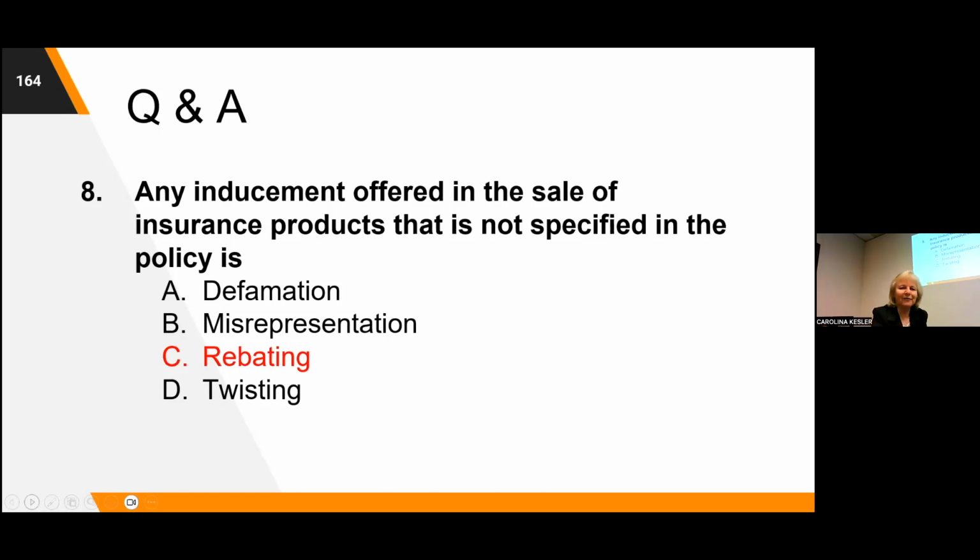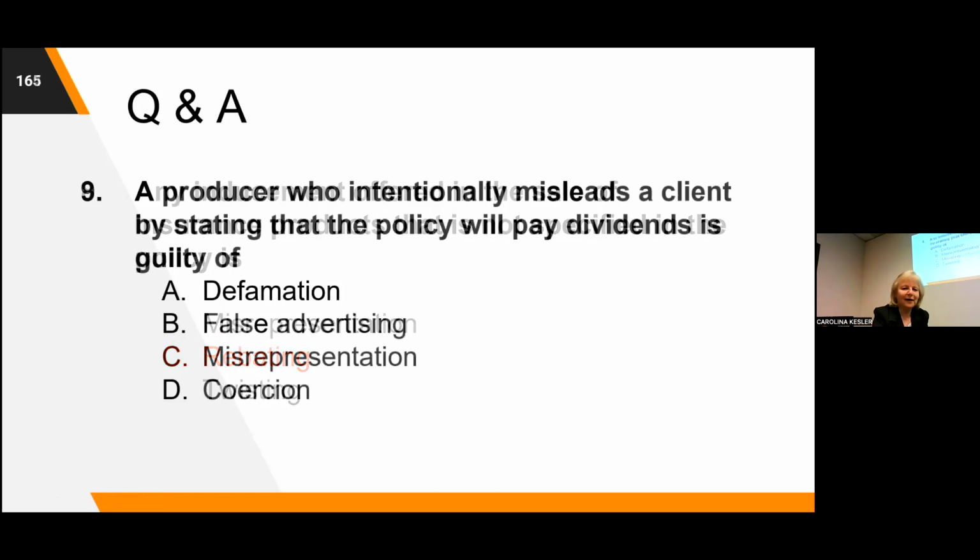Any inducement offered in the sale of insurance products that is not specified in a policy is rebating. That means you're offering something, like share your commission with them. You can go stay in my lake house, right? I'll give you tickets to the game, that kind of stuff, right? A producer who intentionally misleads a client by stating their policy will pay dividends is guilty of, they're lying. It's a misrepresentation, right?